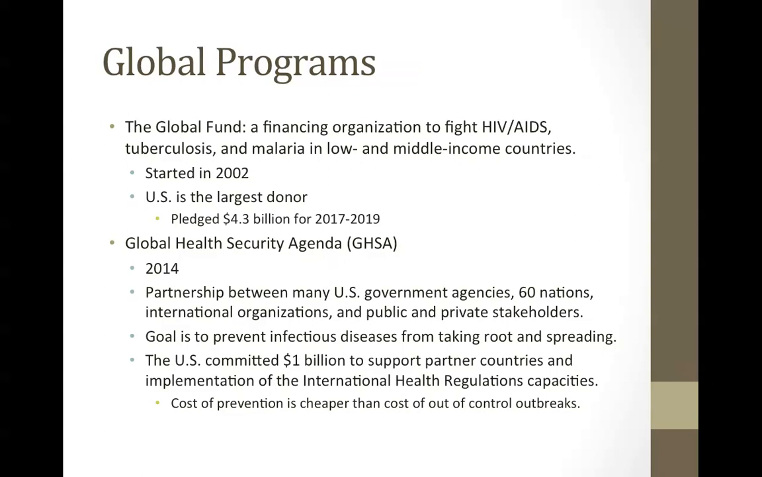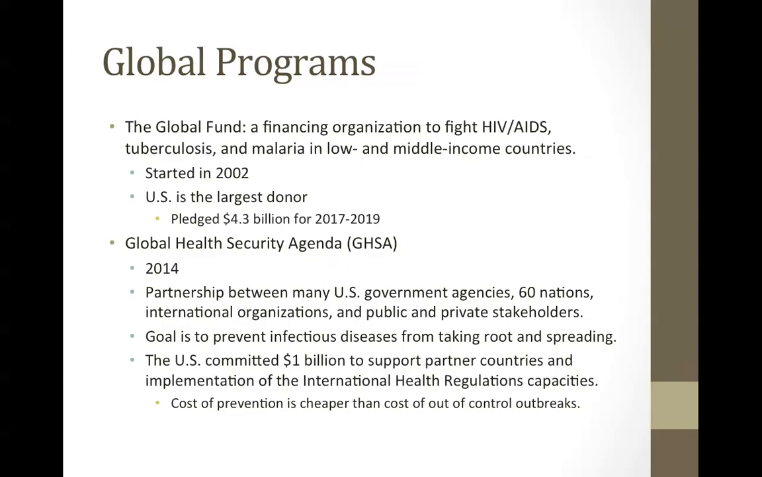The Global Fund began in 2002, and it is a partnership between governments, societies, the private sector, and people affected by HIV/AIDS, tuberculosis, or malaria in low and middle income countries. The United States is the largest donor, pledging $4.3 billion for 2017 through 2019. The money goes to supporting programs run by local experts in countries and communities in need.